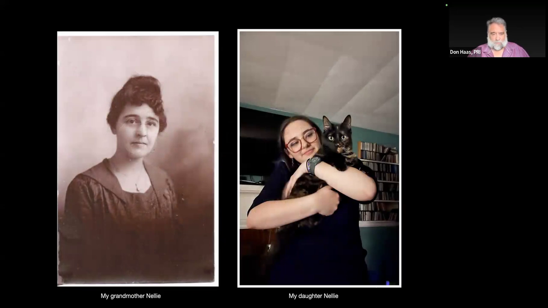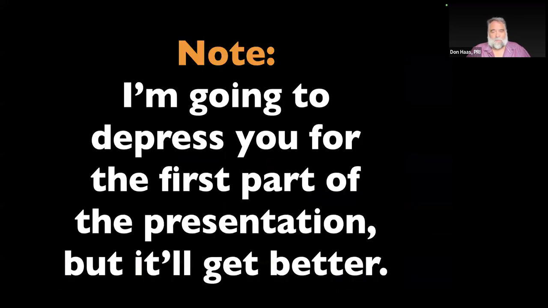This is a picture of my grandmother, Nellie Brown Loomis, who lived to be 97, and my daughter, who is named for her, who was born in 2004. So if my daughter, Nellie, lives as long as my grandmother, Nellie, my daughter will see the year 2100. So this is indeed very personal for me. And that's Velma that she's holding.